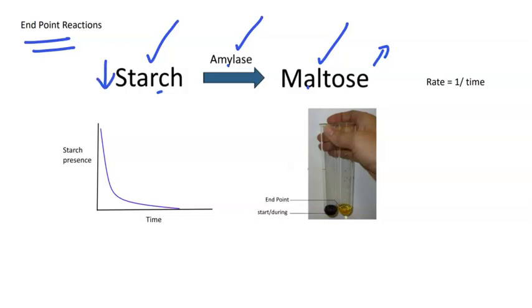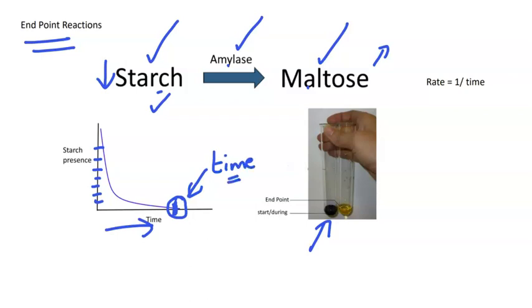But normally when this experiment is done, we use iodine to test for the presence of starch. As the experiment proceeds, the concentration of starch decreases, but we don't actually get to the end of the experiment, the end point, until this point here, which would then give us a time for the purposes of calculating rate.